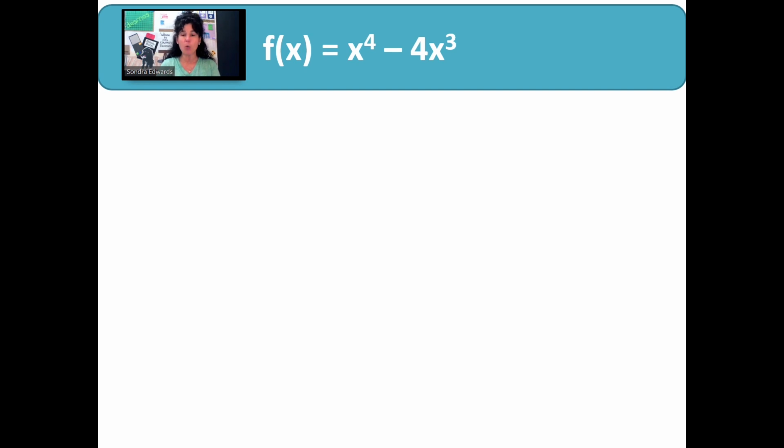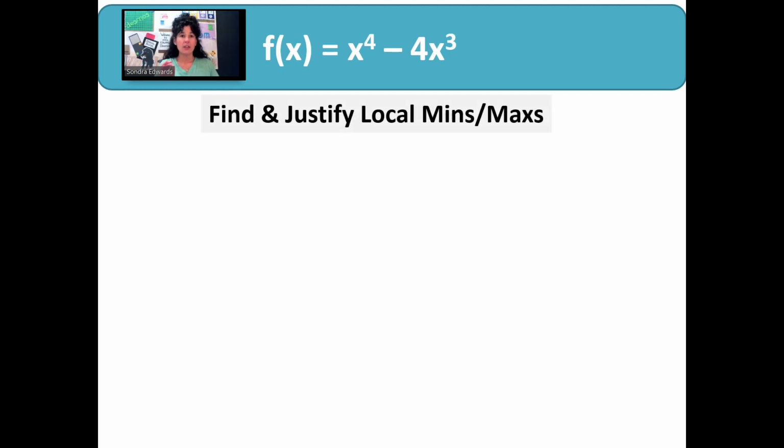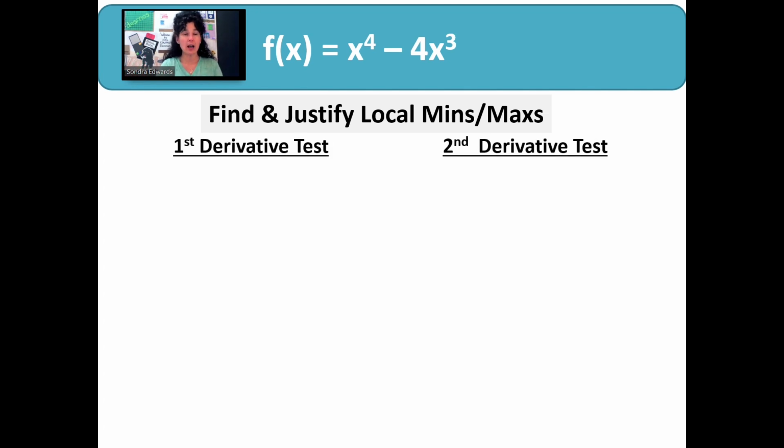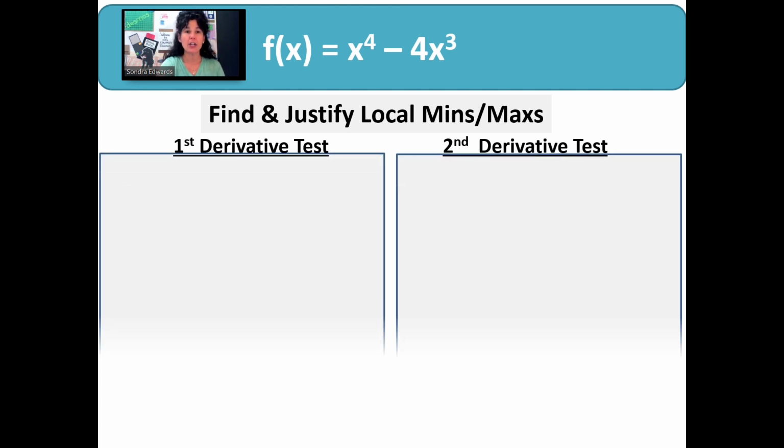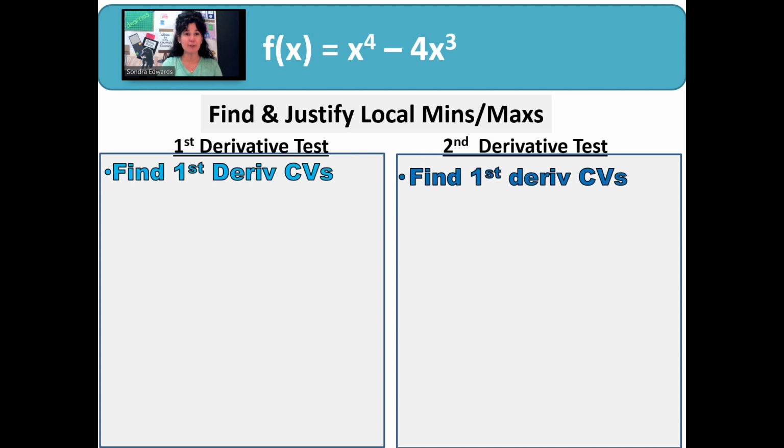But before I do that, I want to just go ahead and outline the two major tests. The first derivative test and the second derivative test are both used to find and justify local minimums and maximums. And when it comes to these two tests, the first step is the same. Regardless of whether you're using the first or second derivative test, you've got to first find any first derivative critical values. Those are the numbers that make the first derivative equal 0 or undefined.